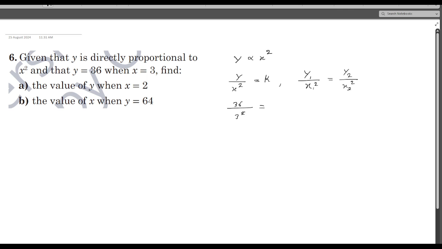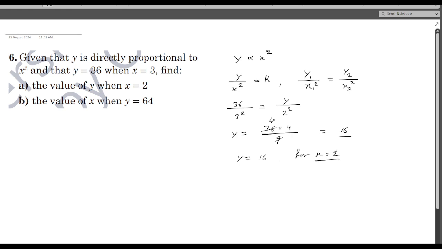When y is given 36, x is 3, this is going to be equal to the value of y, which is unknown, when x is 2, so 2 square. So this gives me the value of y is equal to 36 times 2 square, which is 4, divided by 3 square, which is 9. So 9 for the 36, 4 for the 16. So your y is equal to 16, for x equal to 2.